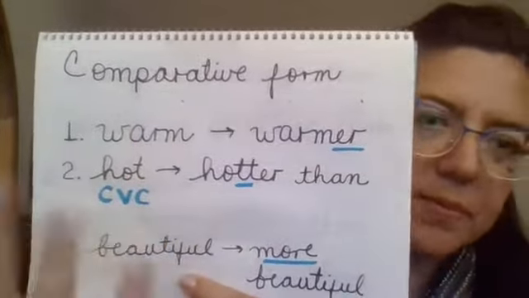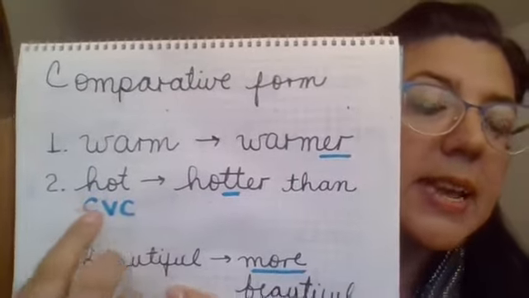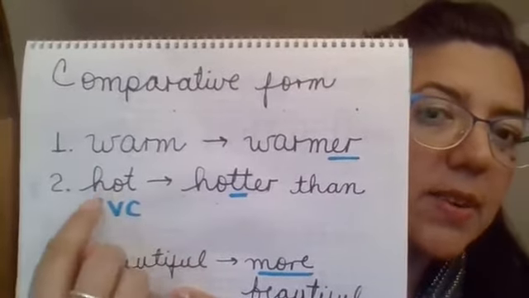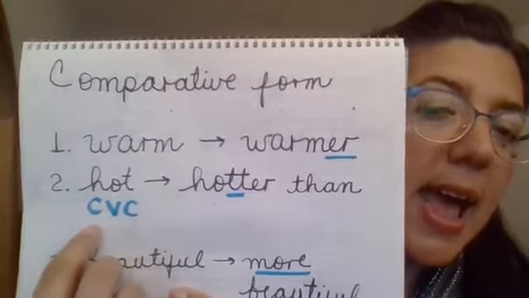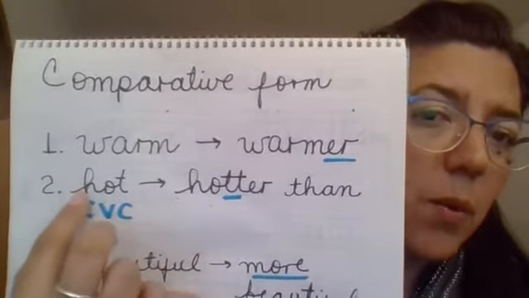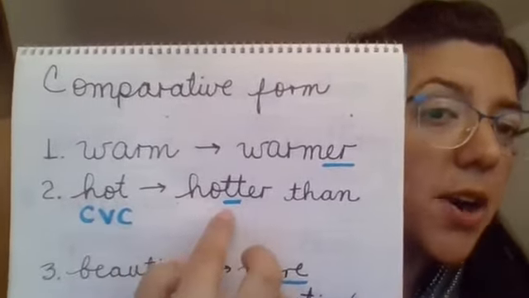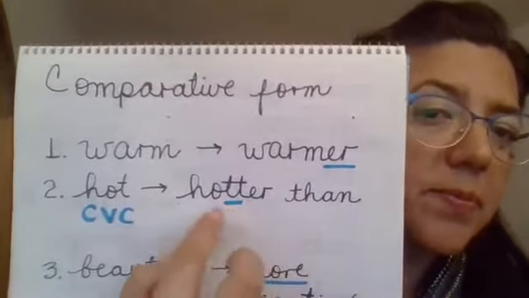Now, the second type of adjective is a short adjective that has the sequence consonant, vowel, consonant. In that case, you double the consonant, okay, and add er. We have hot, hotter than, double T. Than is the word we use to compare when we mention the second thing that we are comparing, okay?